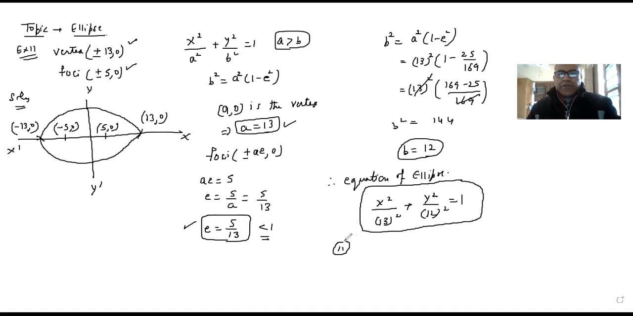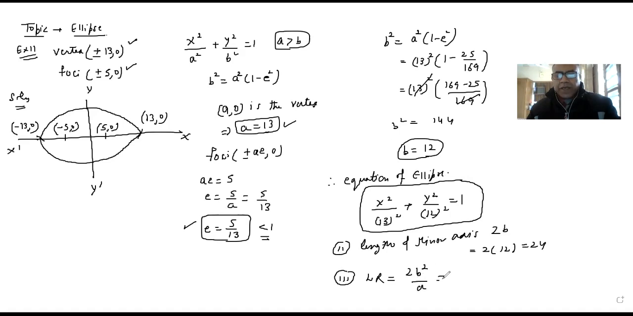Number two, if he's saying find the length of the minor axis, twice b, twice of this is 24. Third, if he says find the length of the latus rectum, this is 2b square upon a. This is 2 into b square, 12 into 12, and a is 13. So this is equal to 144 into 2, 288 upon 13.